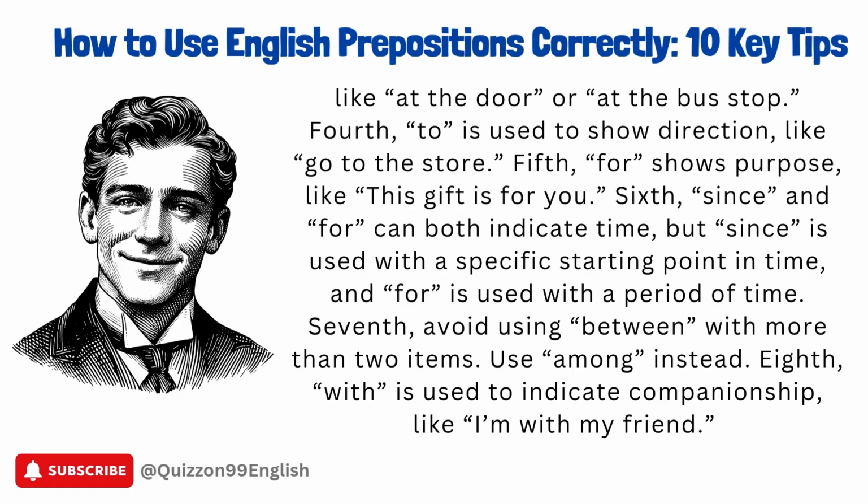Sixth, since and for can both indicate time, but since is used with a specific starting point in time, and for is used with a period of time. Seventh, avoid using between with more than two items. Use among instead. Eighth, with is used to indicate companionship, like I'm with my friend.